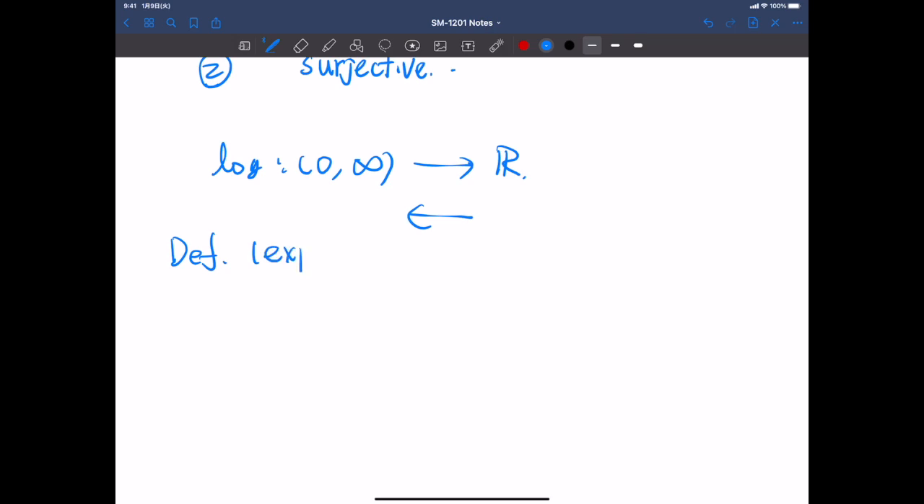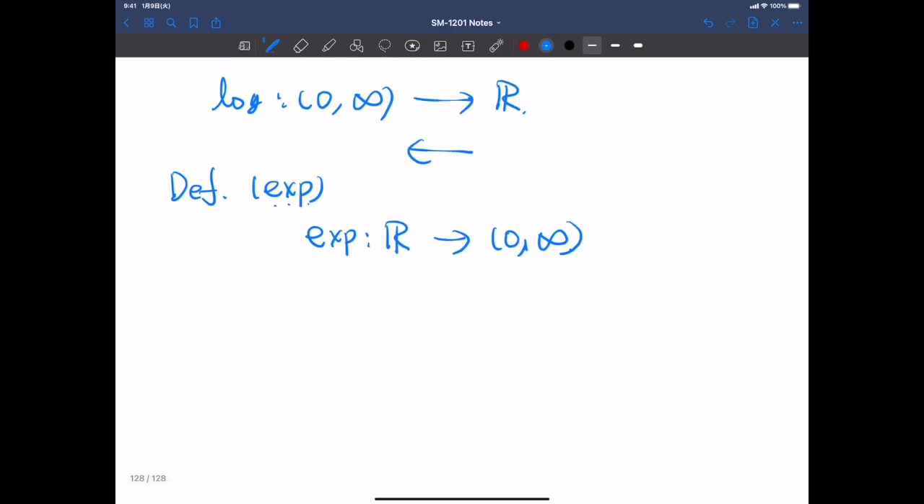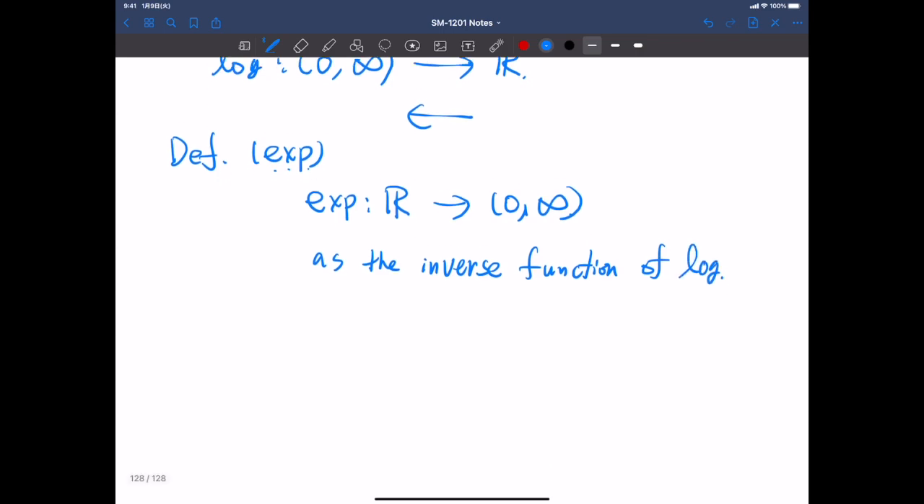So we define this exp, exponential function. We define this function from real numbers to positive real numbers as the inverse function of log. Okay, so this is how we define this exponential function. Well, this turns out to be exponential function, but here we say exp.